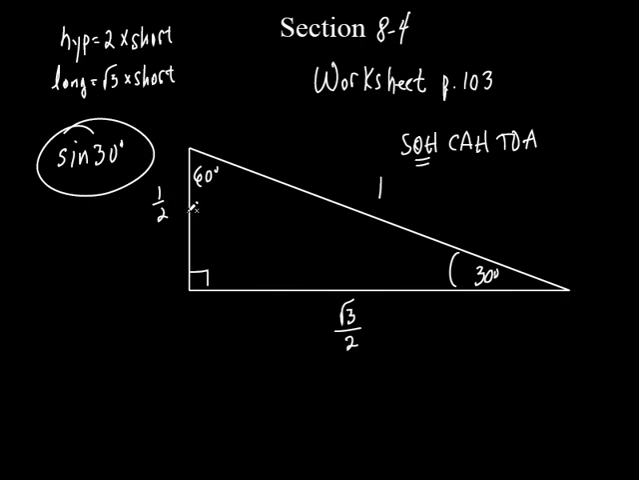So watch. I'm going to write this down. The sine of 30 is equal to the opposite. What's the opposite of this 30 degrees? It's a half. Over what? The hypotenuse. What's my hypotenuse? 1. What's 1/2 divided by 1? It's just a half, isn't it? Anything divided by 1 is just itself. So the sine of 30 is a half.